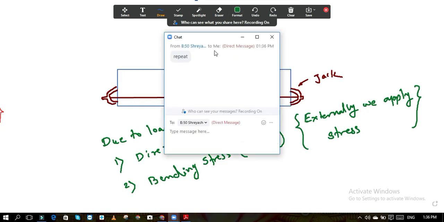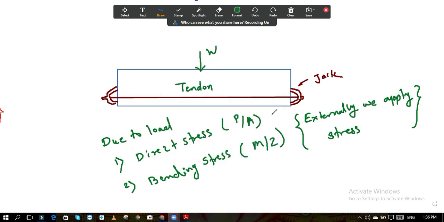Repeat. Okay. See, what is pre-stress? I will repeat once again. Suppose now a normal beam is there. What is our normal beam? It is made up of concrete and steel. Pre-stress is also the same. It is made up of concrete and steel only. But what we do is, these steel bars are there now. We apply external stress on these steel bars. Externally, we apply the stresses on these steel bars.